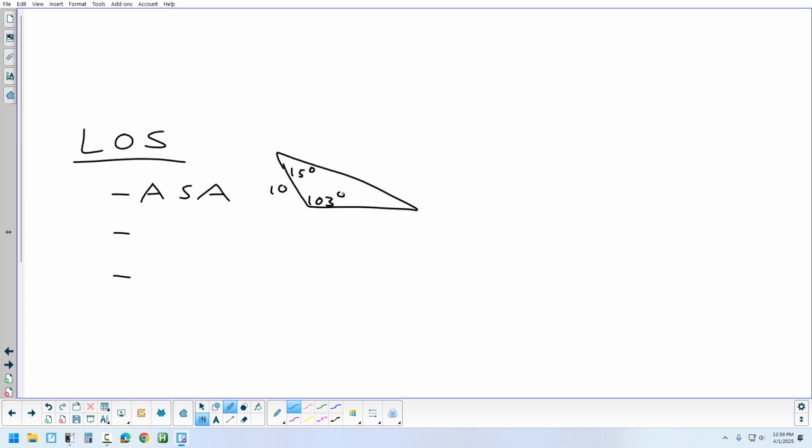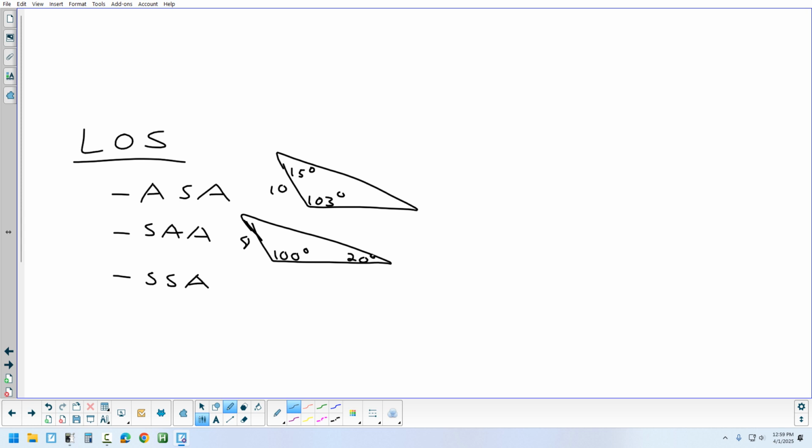Okay. What's another type? Side angle, not angle side. So we're going to go with side angle. We're going to talk more about that one in a minute. And then, side angle side. We did side angle. Side angle would look something like, let's say this is 8, this is 100, and angle, that's 20.